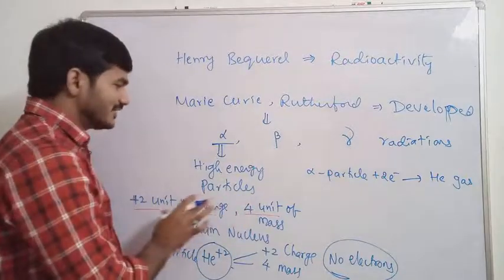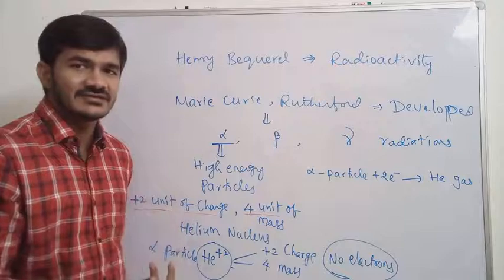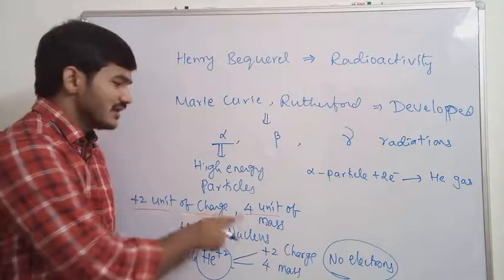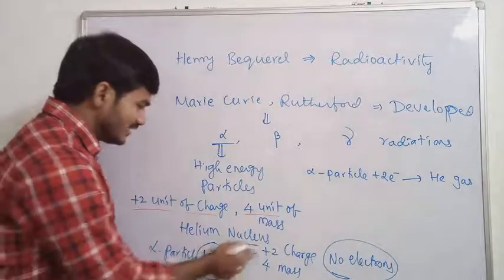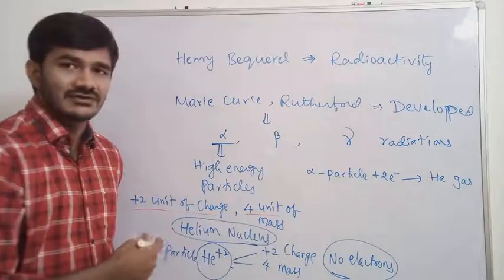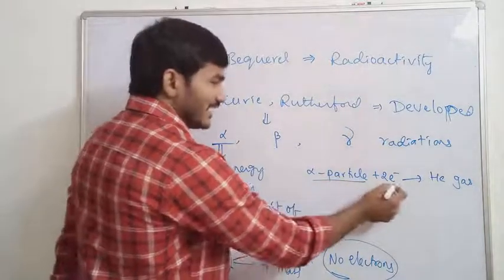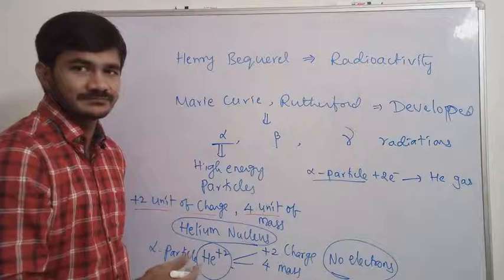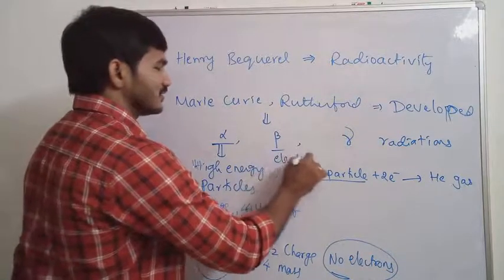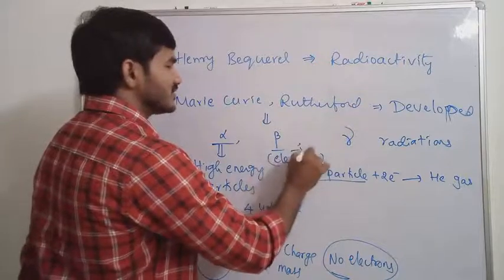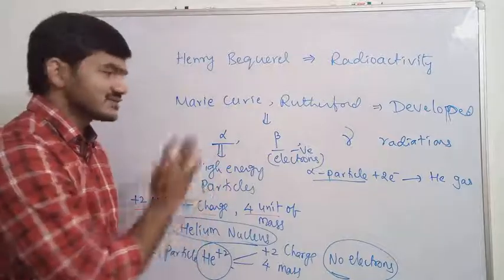So he found that alpha particles are particles having very high energy, containing +2 unit of charge and 4 unit of mass, with no electrons, equal to a helium nucleus. Remember, there are no electrons in the alpha particle; if you add electrons, it becomes helium gas. And beta particles are similar to electrons. Beta particles are negatively charged particles, just like electrons.